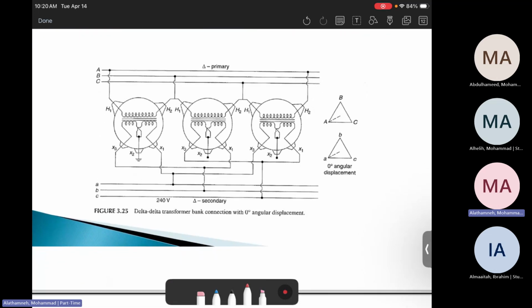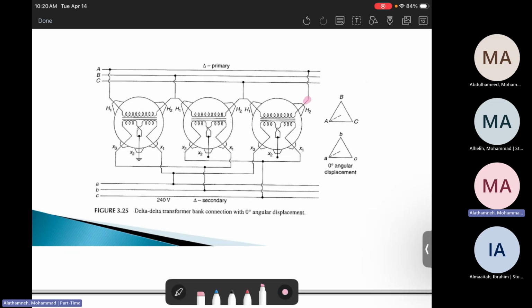Here is how it looks. This is a delta connection. So in order to make a 3-phase transformer from 3 single-phase transformers, we make the delta connection, and as we know, the output of the first one goes as input of the second one. The output of the second one goes as input of the third one. Then they all could be connected to phase A, B, and C.